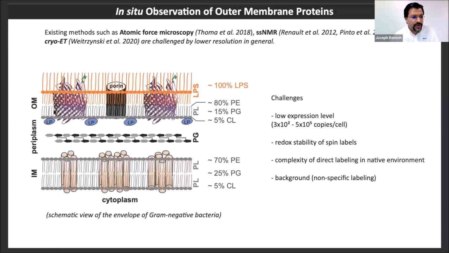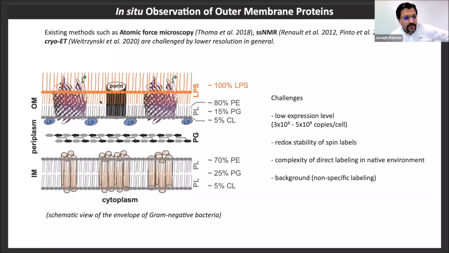This is the schematic view of the cell envelope of a gram-negative bacterium, consisting of an inner membrane and an outer membrane separated by the periplasm. The outer membrane is an asymmetric bilayer consisting of phospholipids and lipopolysaccharides. It also harbors numerous beta-barrel proteins, some of which are essential for survival.